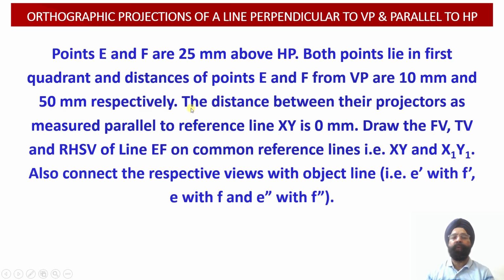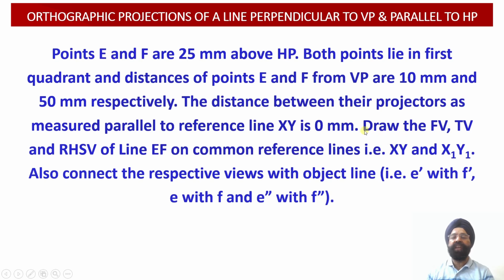And it is also provided to us that the distance between their end projectors E and F, as measured parallel to the XY reference line, is equal to 0 millimeter. That is, points E and F will be projected along the same vertical projector with respect to the XY reference line. That is why we are going to get EF perpendicular to the vertical plane and parallel to the horizontal plane.